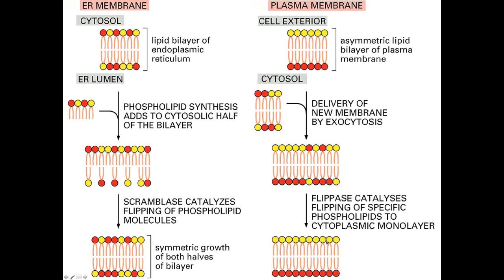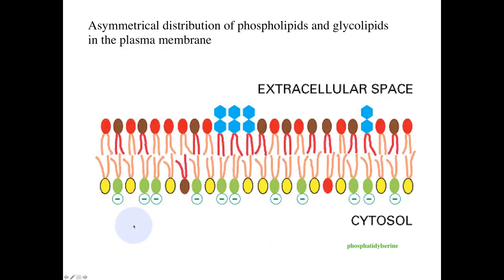Because remember, if you look at the plasma membrane, the monolayers have distinctly different phospholipid concentrations. There's characteristically 2 in one face and 2 in another face. That is clearly different than what occurs in the ER membrane. Remember the asymmetric distribution of the phospholipids and the glycolipids in the plasma membrane.